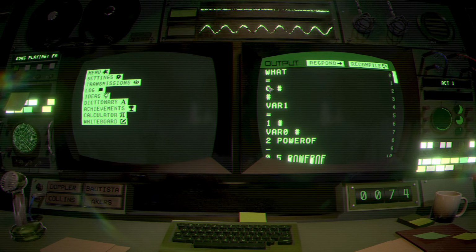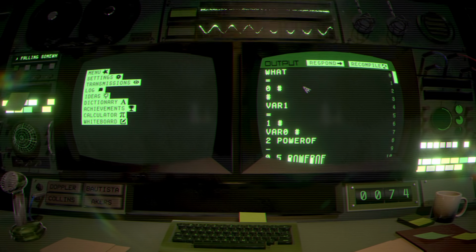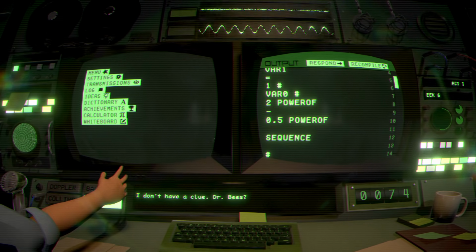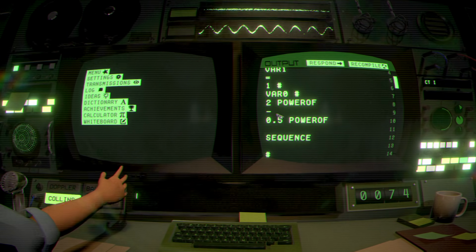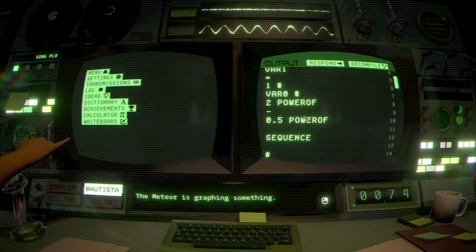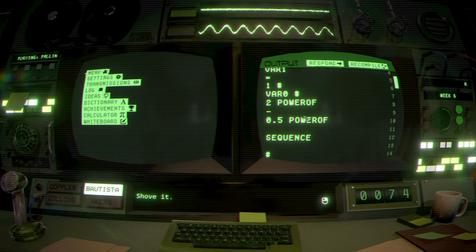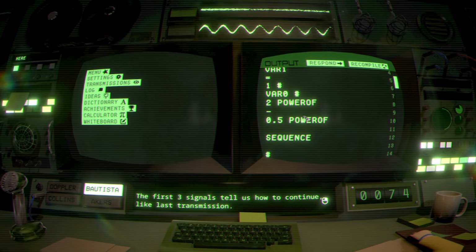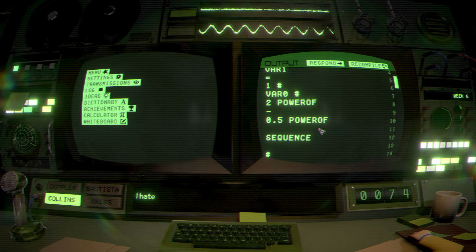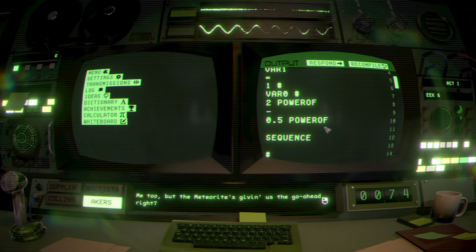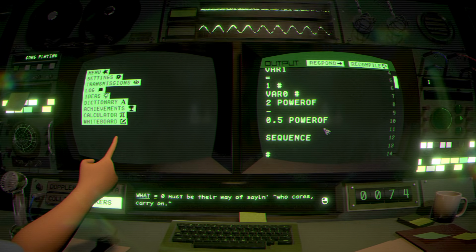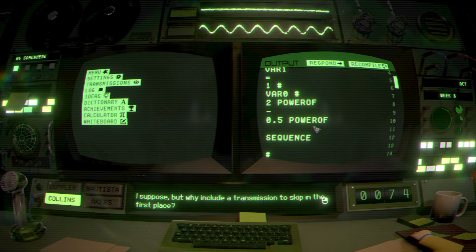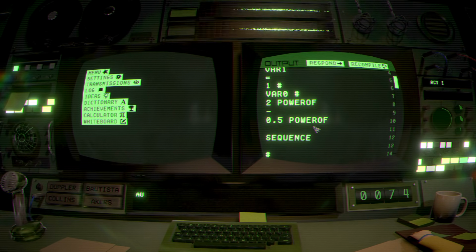Alright, so what equals 0? Okay, so they're asking what equals 0 if this equation. I don't have a clue. Dr. B's, anyone? Ideas? Struggling to make any sense of these equations. The meteor's graphing something. Meteorite. Team, how do we respond? The first 3 signals tells us how to continue like last transmission. What equals 0? I hate not understanding a transmission. Me too, but the meteorite's giving us the go-ahead, right? What equals 0 must be their way of saying, who cares? Carry on. Suppose, but why include a transmission to skip in the first place? Who knows?